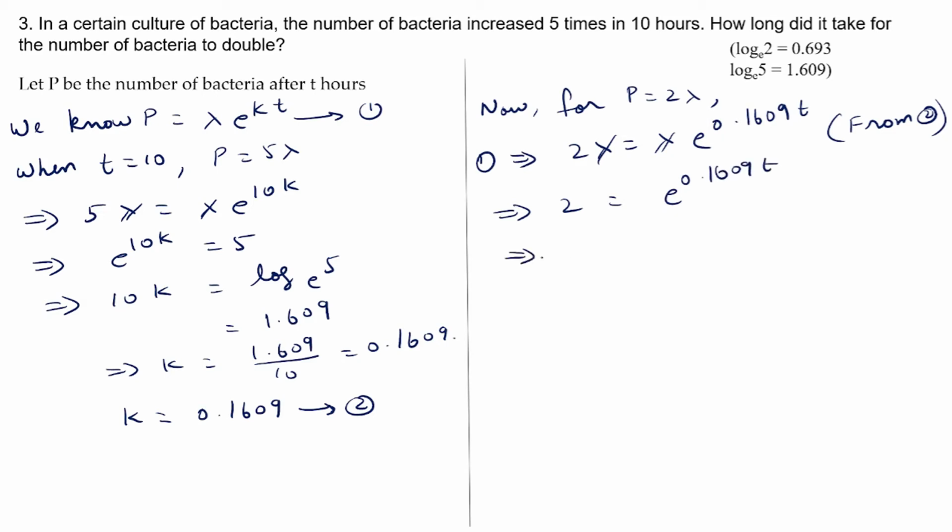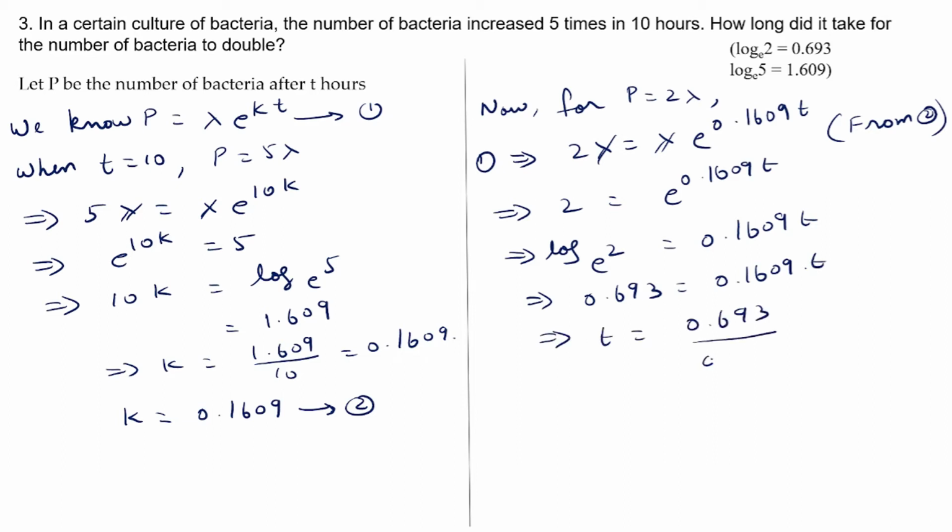Let us take log on both sides. Log 2 to the base e equal to 0.1609 t. Log 2 is given here. It is 0.693. 0.693 equal to 0.1609 into t. From this we get t as 0.693 upon 0.1609. This when we divide, we get it as approximately equal to 4.3.